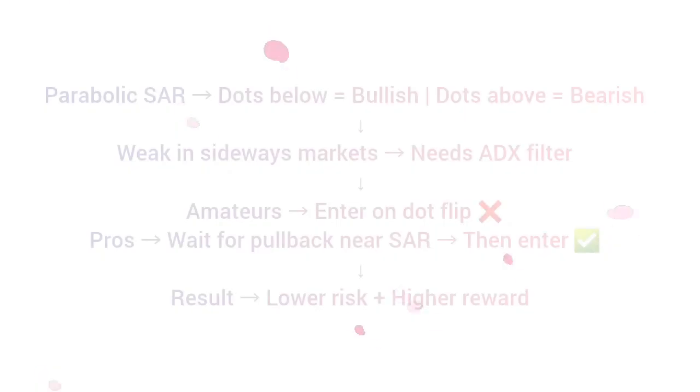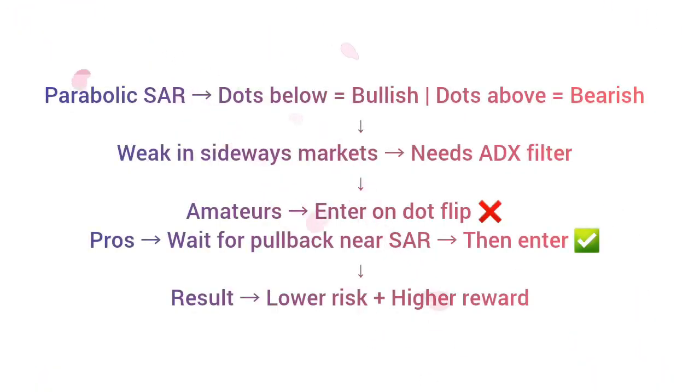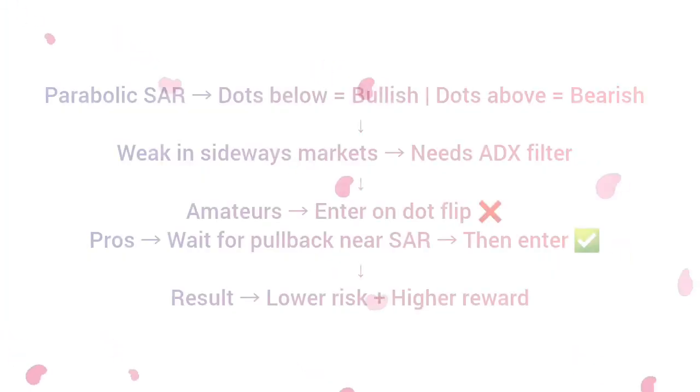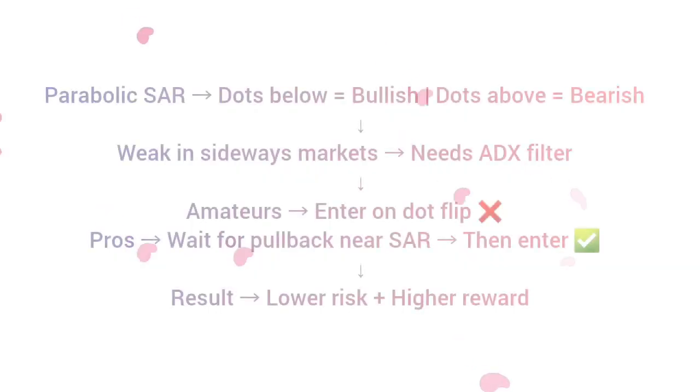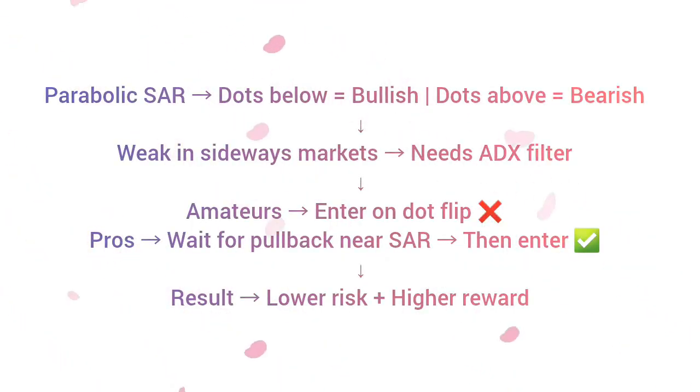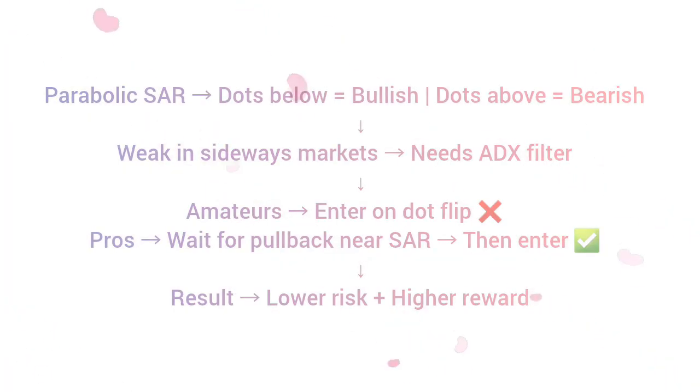Next, we explored the unique and highly visual parabolic SAR indicator. We learned that its interpretation is beautifully simple. Dots below the price signal a bullish trend, while dots above signal a bearish trend. However, we also uncovered its fatal flaw, its unreliability in sideways ranging markets, which requires us to filter its signals with a tool like ADX.